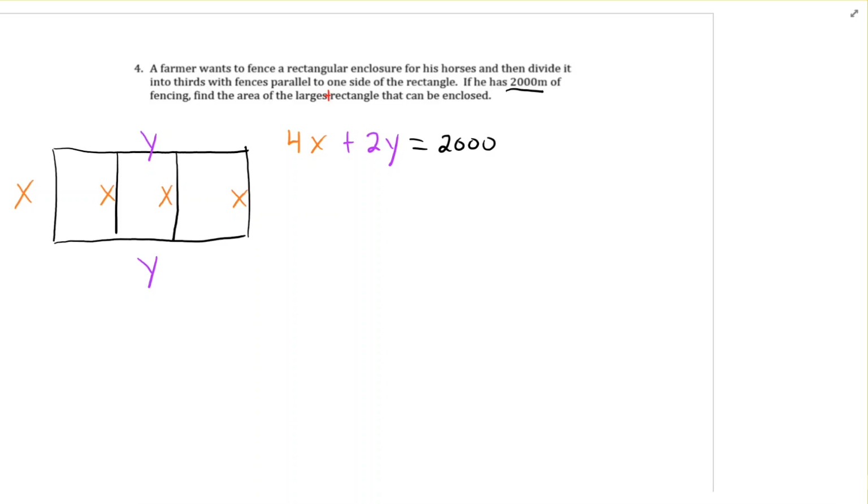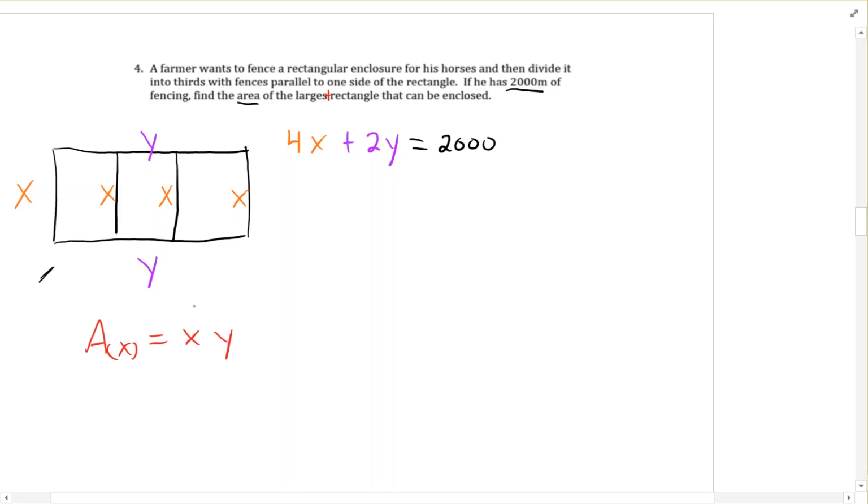Now for equation number 2, it says find the area of the largest rectangle. So the area, looking at this picture, is going to be just X times Y, length times width. So let's write our function. I could write f of x, which just means function of x. But what you might see a lot of times now is certain letters being used. So A of x, meaning area as a function of x, is equal to x times y.